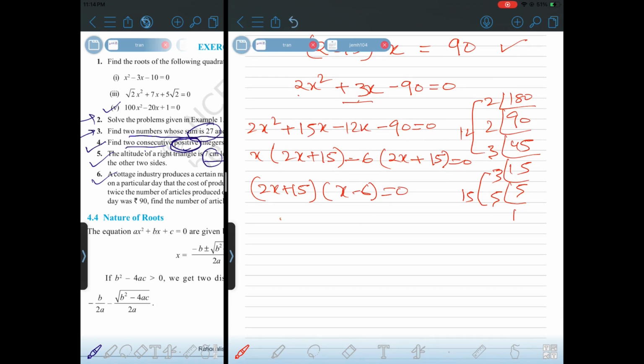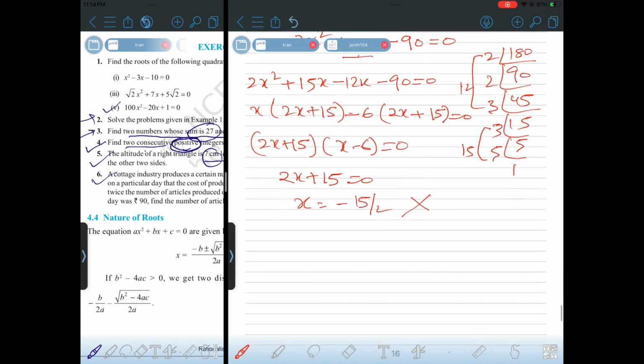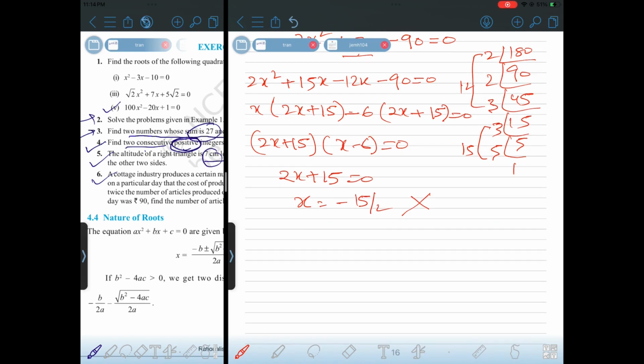If we equate 2x plus 15 to 0, that gives us x equal to minus 15 upon 2, which is not possible, because x, what we assumed, is the number of articles produced on that day, and that cannot be negative. Then we have x minus 6 is equal to 0. It means x is equal to 6. So that gives us the number of articles produced on that day.